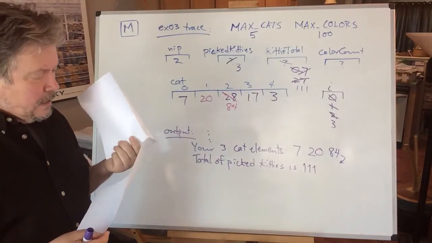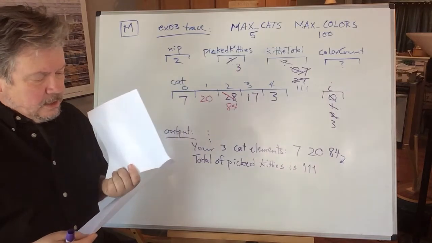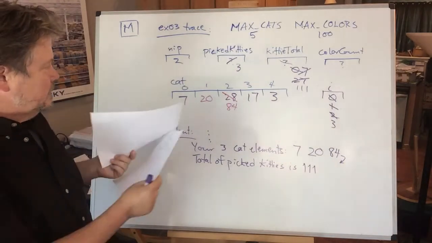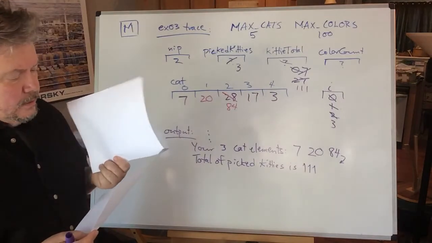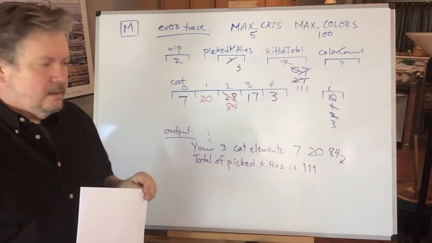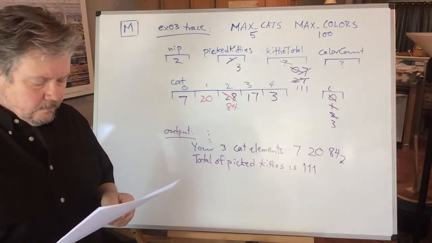Let's take a peek again. How many cat elements you want to see? 3 in this case for this run of the program. Your 3 cat elements are 7, 20, and 84. Yes, yes, yes. And the total of the picked kitties, I'm looking at line 92, is 111. Ladies and gentlemen, our trace so far is on track.